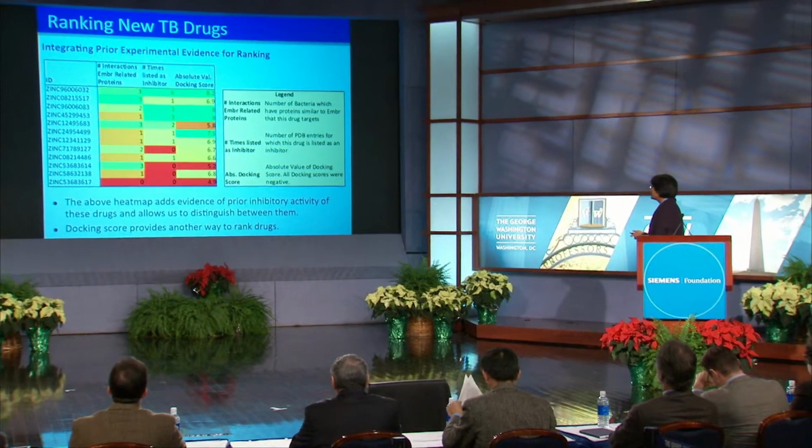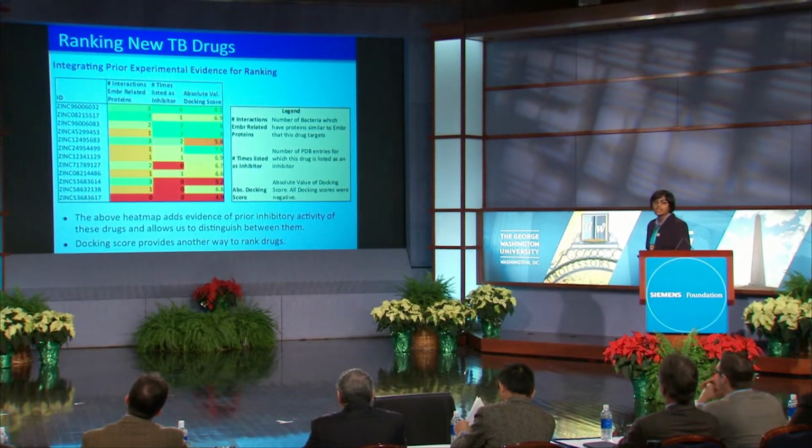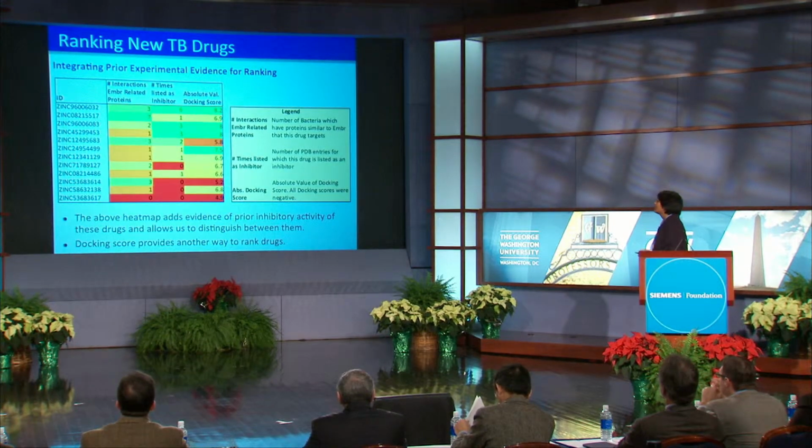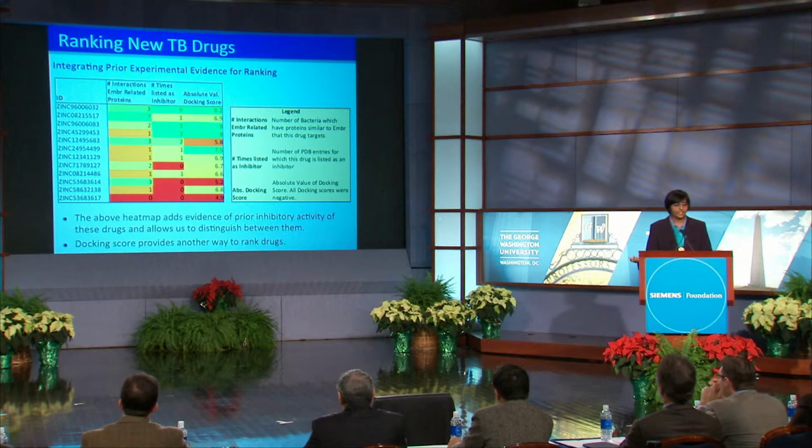Moreover, we integrated our predictions with prior experimental evidence for ranking and for validation. So this heat map shows the prior experimental evidence we integrated. The first is the number of interactions each drug has with proteins related to EMBER. The second is the number of times each drug is listed as an inhibitor in the literature. And the third is the absolute value of the docking score of each drug with EMBER. And this heat map adds the evidence of prior inhibitory activity and lets us distinguish between our top 12 drugs.